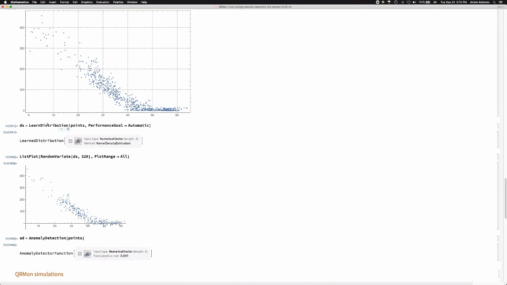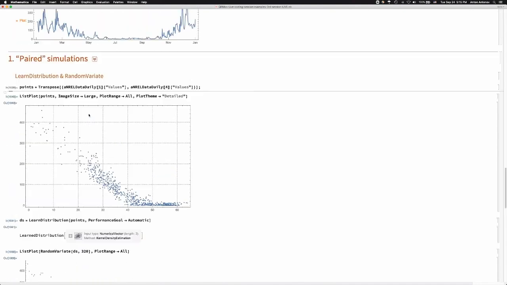The idea is that here I'm learning the distribution from the points I have produced here, and I'm producing 320 points. I can use this learned distribution to produce random points, and this is an alternative to using the quantile regression. The thing is that this produces a random variate of the combination of the two values. It doesn't produce a time series, so I do need quantile regression to produce the time series.